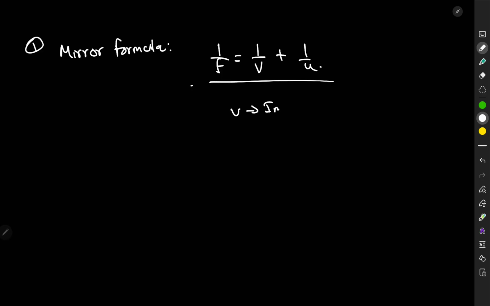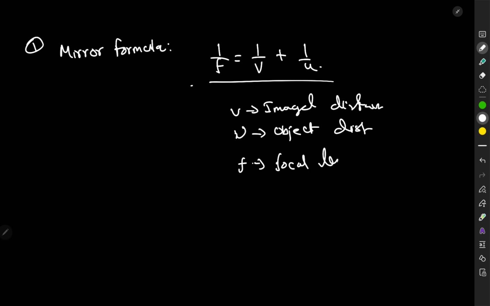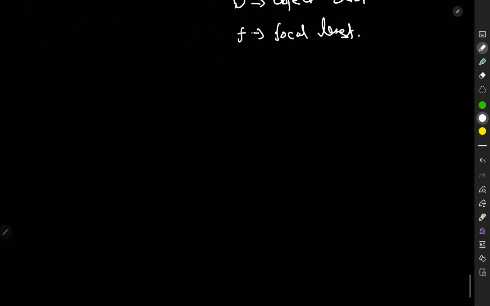So we need to learn something which is the mirror formula. So what is the mirror formula? It's 1/f = 1/v + 1/u. This is the mirror formula, where v is the image distance, u is the object distance, and f is the focal length. Okay, let's come back to the questions later on. Let's see all the things which we need to understand and learn.